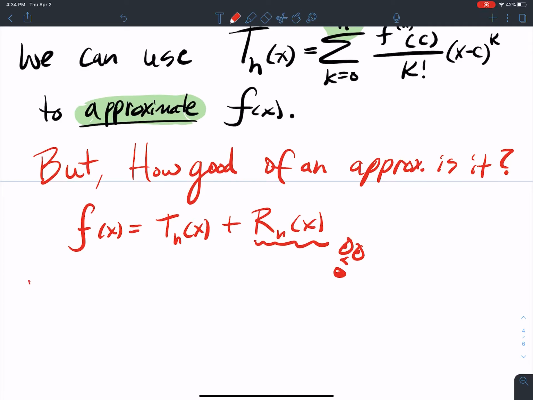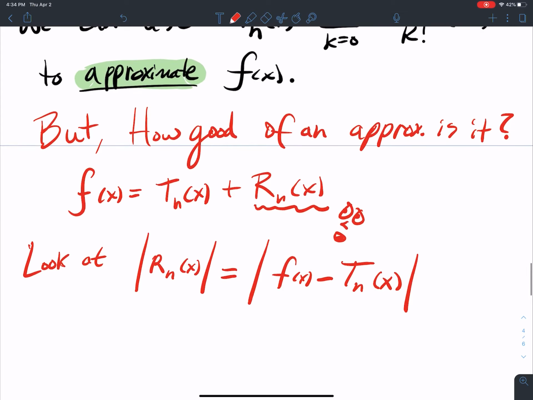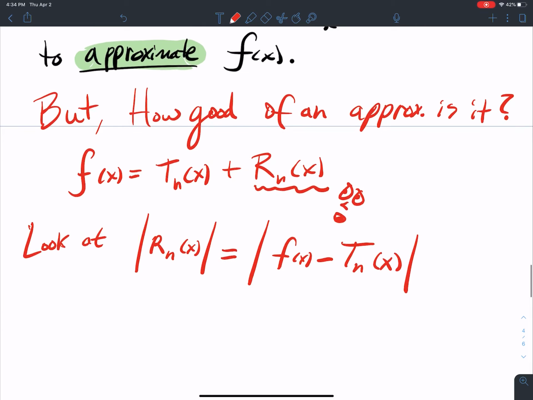So we need to look at the absolute value of the remainder, which is equal to the absolute value of f of x, the distance between f of x, the function, and the nth degree Taylor polynomial, Tn of x. Now, Taylor's inequality.